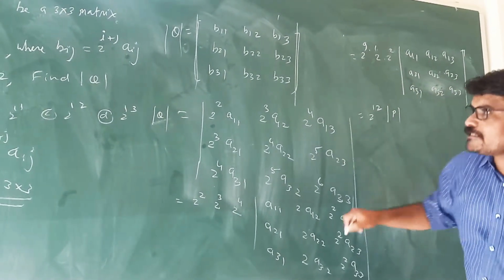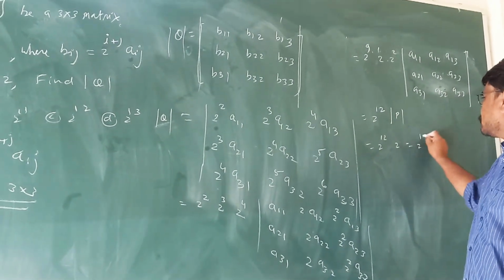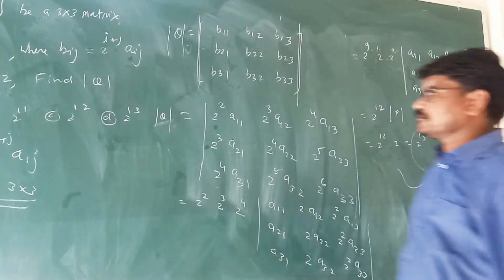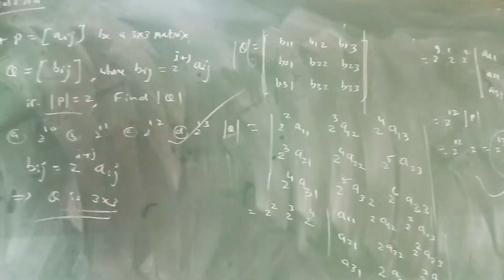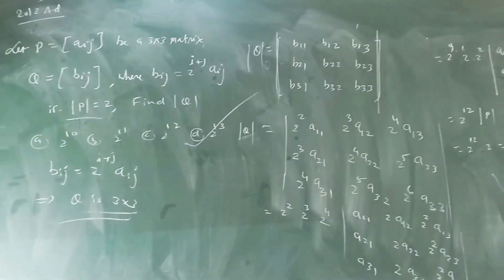And what is the determinant P? Determinant P is 2. So 2 की power 12 into 2, that is 2 की power 13 is our answer. 2 की power 13 is our answer. Is there anything wrong? Correct है? कोई डाउट तो नहीं है?